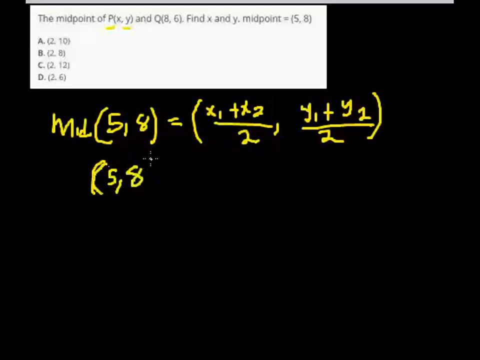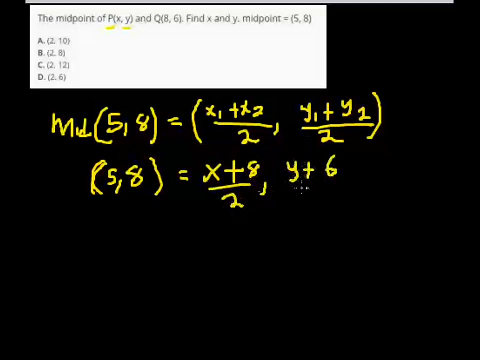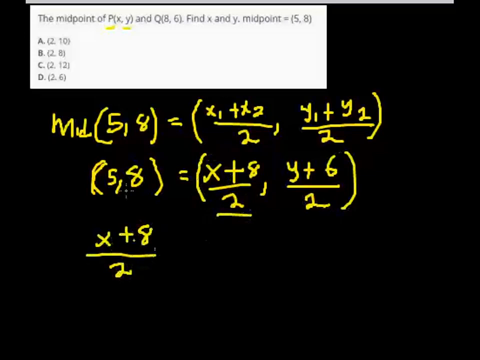is going to be equal to (x plus x2, which is 8, divided by 2, comma, y1, which is y, that's what we're looking for, plus y2, 6, divided by 2). Comparing this, the x coordinates: x plus 8 all over 2 is equal to 5. The same thing happens with y: y plus 6 all over 2 is equal to 8.